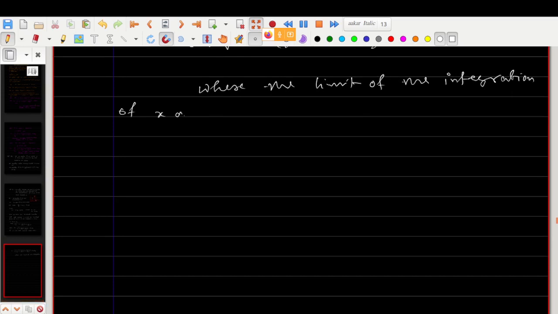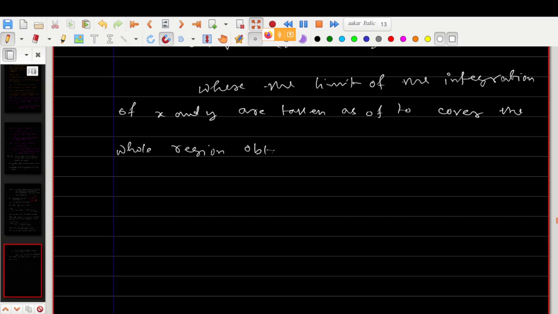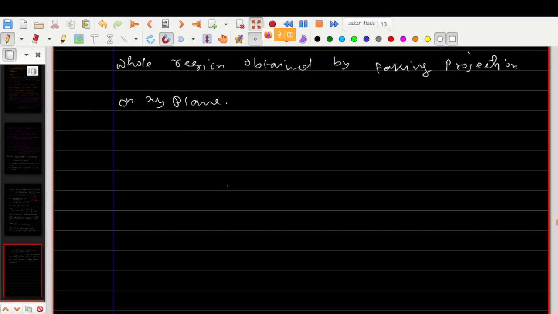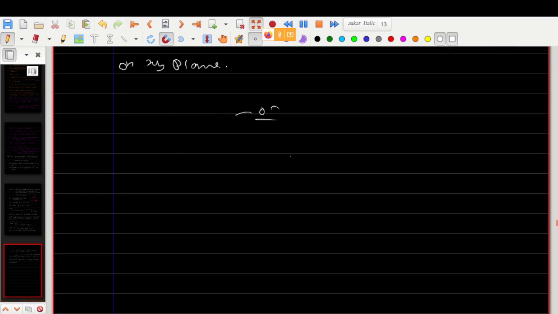The integration of x and y is taken over the whole region obtained by taking the projection on the xy plane, right? So if you have any doubts, please ask. Otherwise, I shall move to the next few things that I have to complete also, because it is already 8:35. So I have only 25 minutes left. So that is the proof. So now if you have any doubts, you just ask. Otherwise, I shall move to the next.